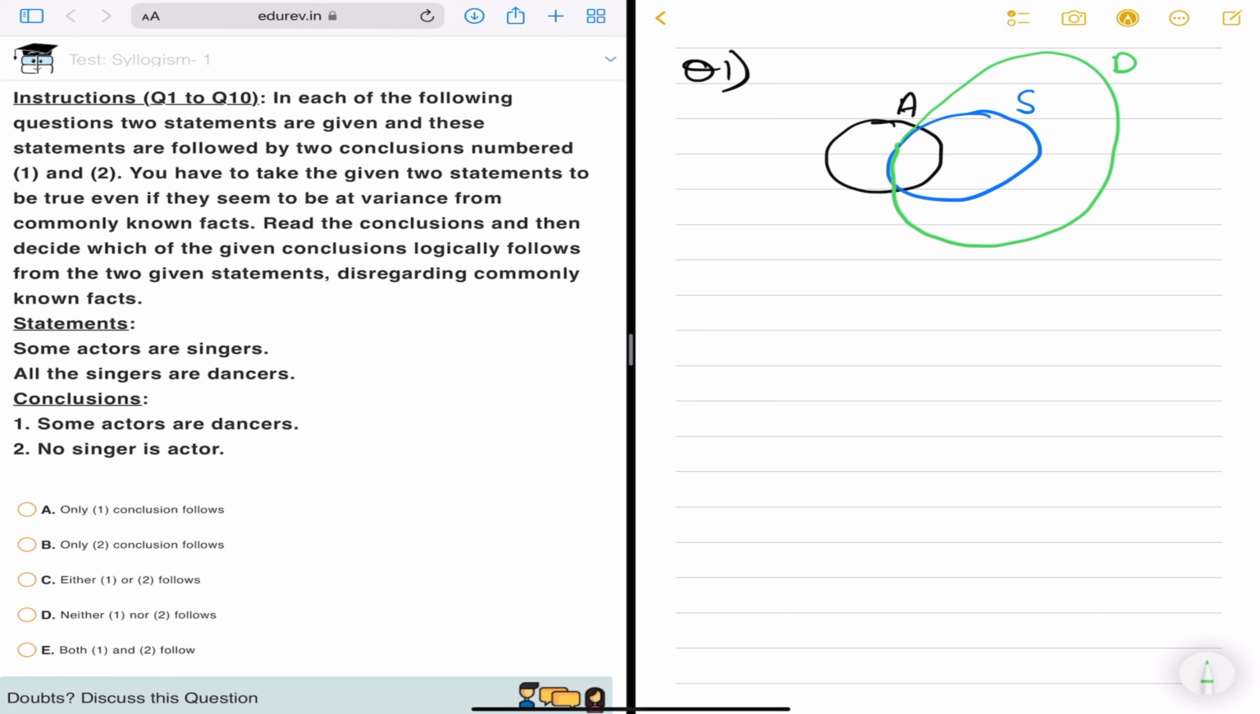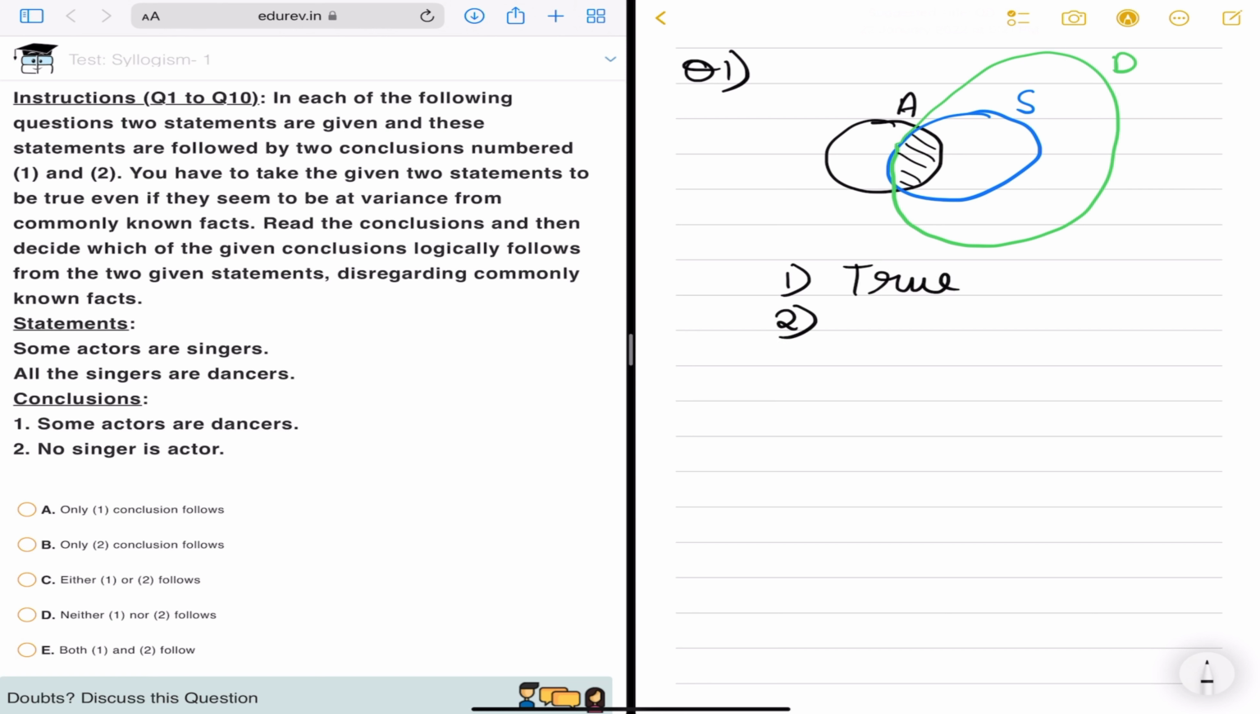Now what does the conclusion state? Conclusion 1 states that some actors are dancers. As we can clearly see, some of the actors are right here, and they are dancers because all of them are singers and all the singers are dancers. So some actors are singers and all the singers are dancers. Therefore, some actors for sure will be dancers. So conclusion 1 follows. This is true.